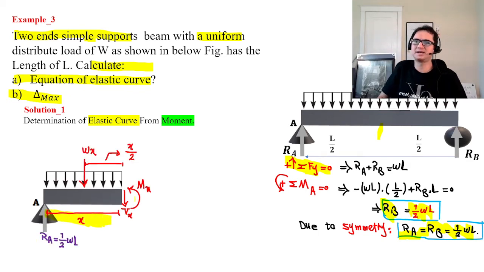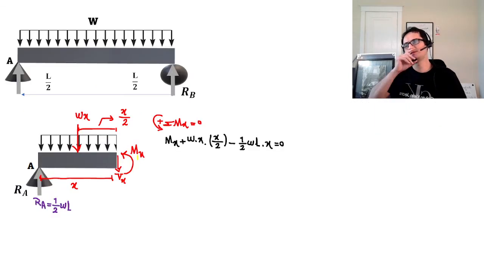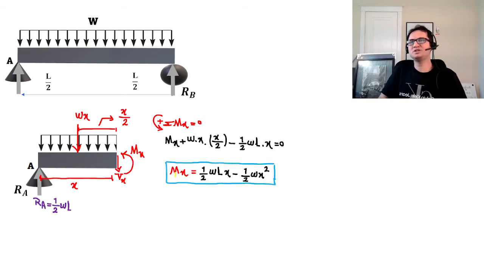Now, replacing the numeric value of RA, we take a length of X and develop the moment about X, converting the distributed load to a concentrated load of Wx at a distance of x over 2. If you develop sigma Mx equal to 0, it gives you the equation of moment. By rearranging, Mx is equal to positive WLx over 2 minus 1 over 2 Wx squared.